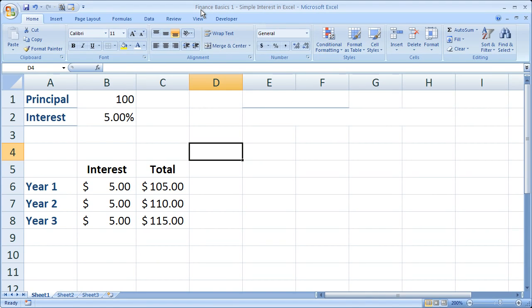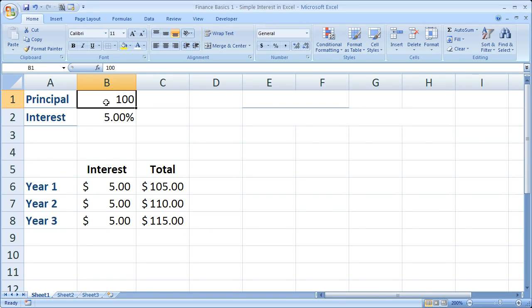Here, I'm going to talk to you about simple interest, how to calculate it in Excel, and then a very quick little trick that you can use to calculate it even faster using a formula. So, let's talk a little bit about what simple interest is. I'm using pretty basic numbers here, so it should be a little easier to understand.